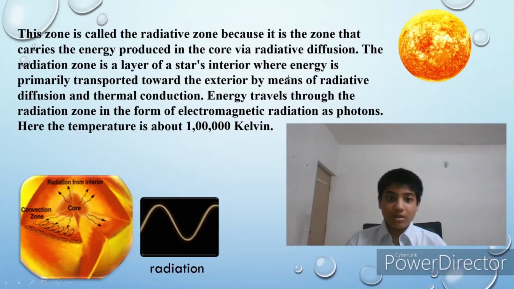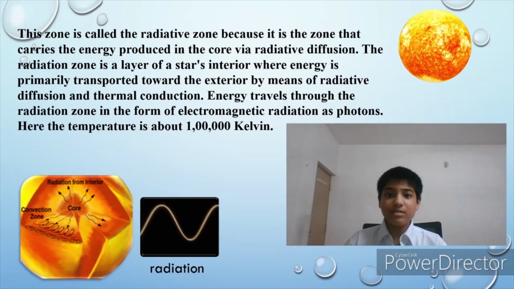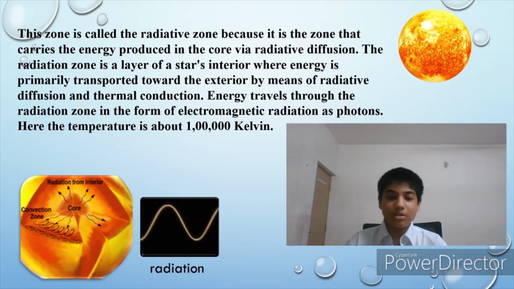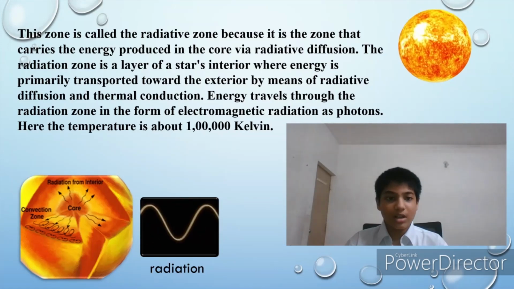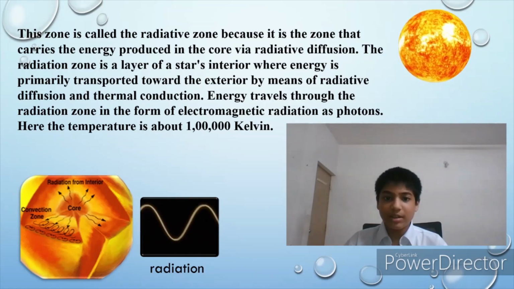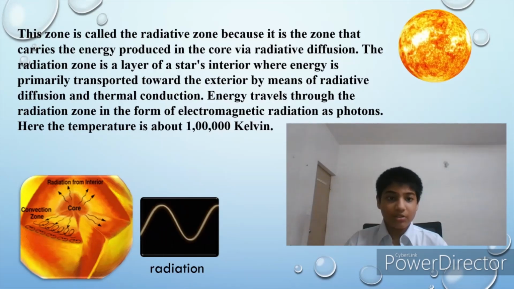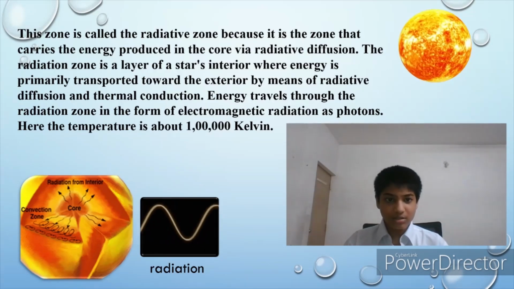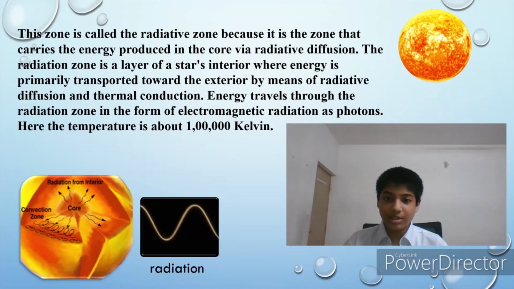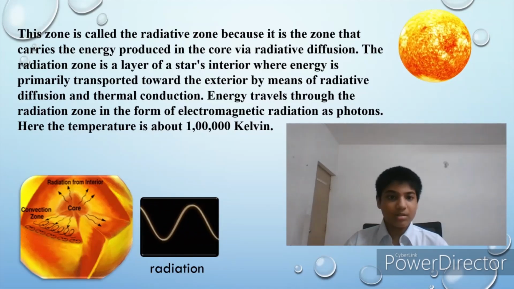So I guess the next layer is the radiative zone. Why is it called the radiative zone? This zone is called the radiative zone because it carries the energy produced in the core via radiative diffusion. The radiation zone is a layer of the star's interior where the energy is primarily transported towards the exterior by means of radiative diffusion and thermal conduction. Energy travels through the radiation zone in the form of electromagnetic radiation as photons. Here the temperature is about 100,000 Kelvin.